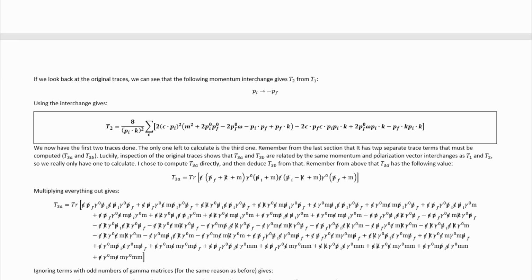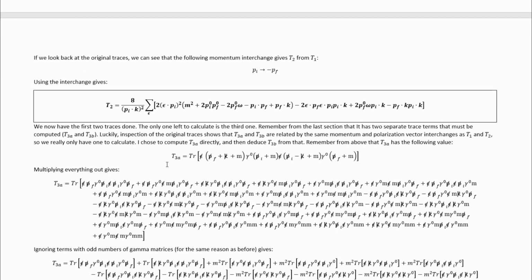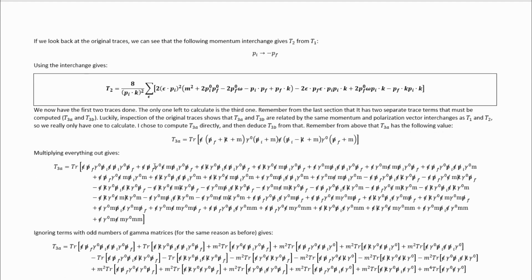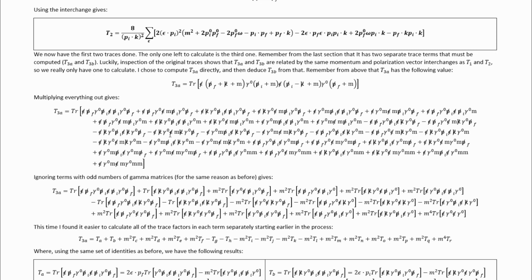Remember from the last section that this had two separate trace terms in it, T3A and T3B, but if we look back at those, we see that this interchange also relates those two to each other, so we actually only have to calculate one of them and then we can get the other one, and I chose to calculate T3A. If we multiply that out, we get an expression like this, which was similar to what we got when we multiplied out T1 originally. And again, we can ignore terms with odd numbers of gamma matrices because they trace to zero.